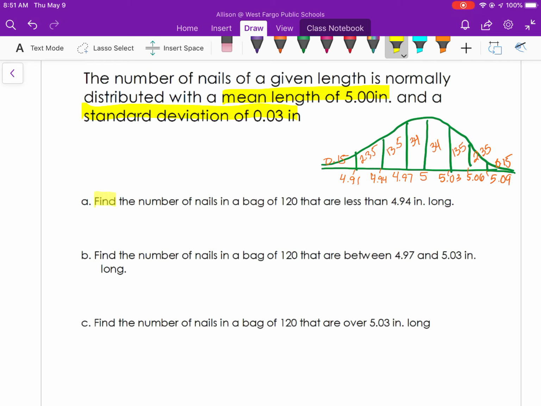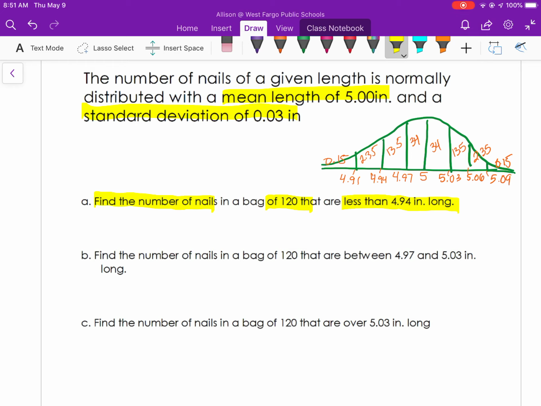Question A says to find the number of nails in a bag of 120 that are less than 4.94 inches long. So this example might be, sometimes they use the normal distribution for weights in a factory, so anything that falls below or above a certain weight would be put aside and wouldn't go in the bin where they are packaging the rest. So they wanted everything to be within 2 standard deviations of weight or length. Everything outside of that would be thrown out. So that's just one example.